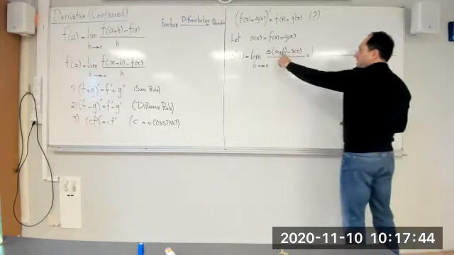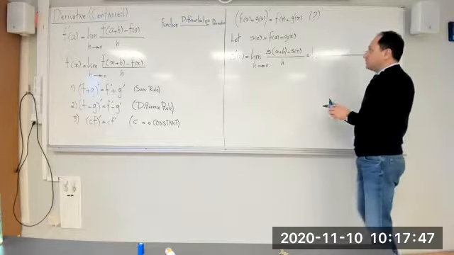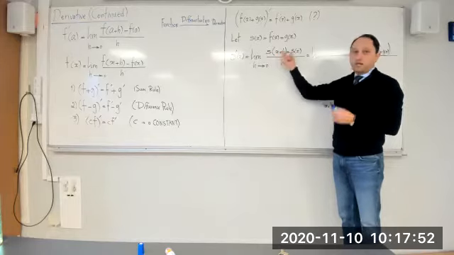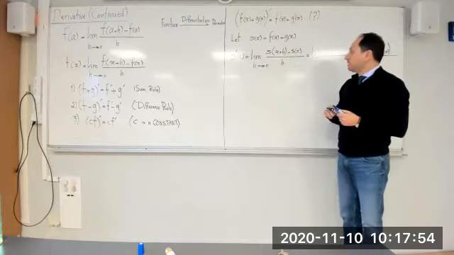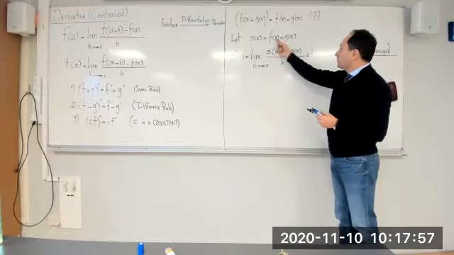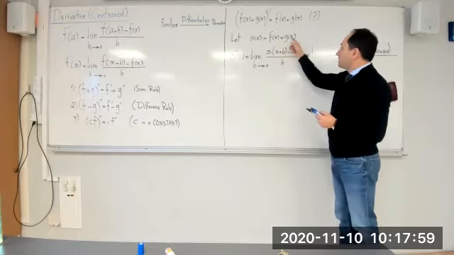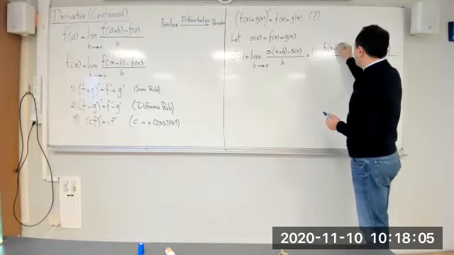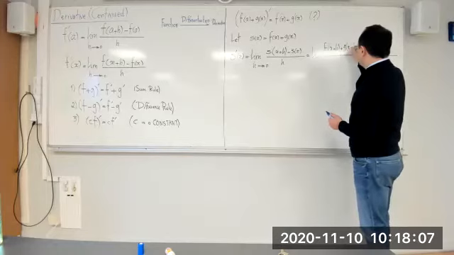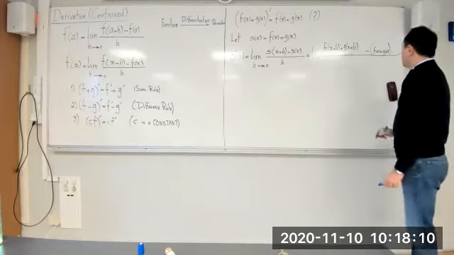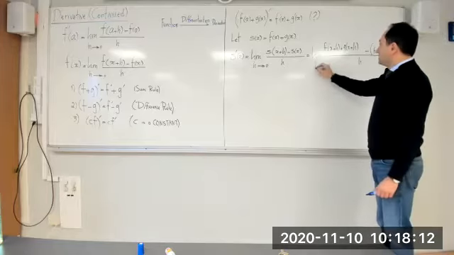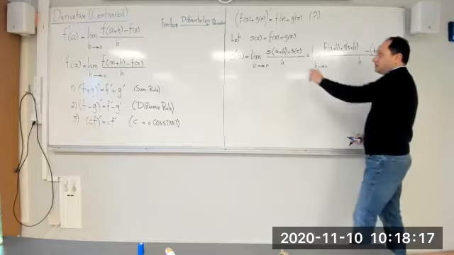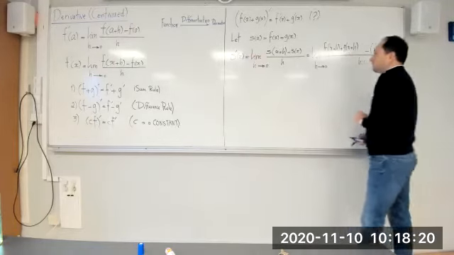If I ask you what s of x plus h is, you need to go to your function s and replace x with x plus h everywhere. I see two x's, so I replace this x with x plus h and this x with x plus h. So this becomes f of x plus h plus g of x plus h, and then I have division by h as h goes to 0. This is the definition of the derivative, and I have used it for s of x.